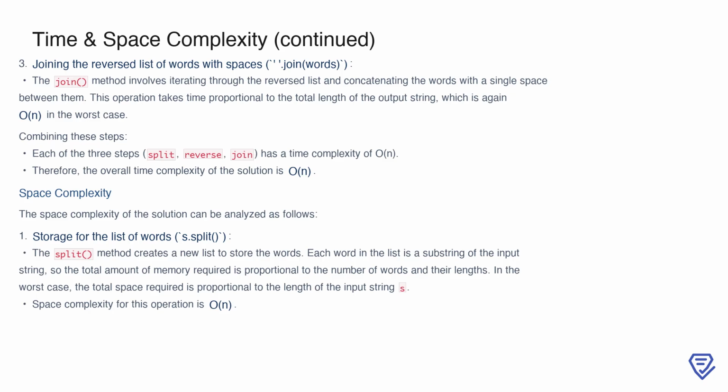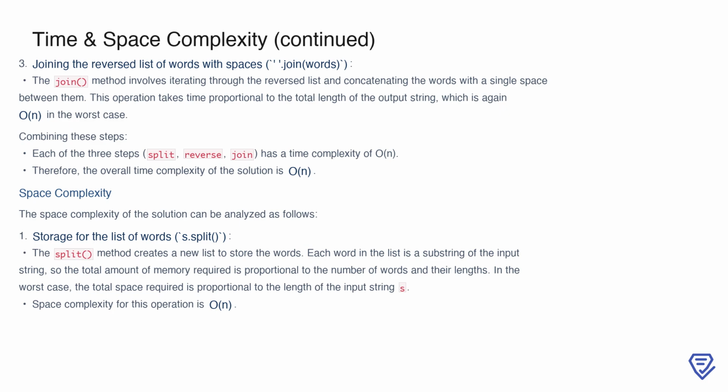Now, for the final step, we join the reversed list of words into a single string using the join method. This involves iterating through the list and concatenating the words with spaces between them. The time complexity here depends on the total length of the output string, which is proportional to the length of the input string, or O(n). When we combine all three steps, splitting, reversing, and joining, each of them is O(n), so the overall time complexity for the solution is O(n).